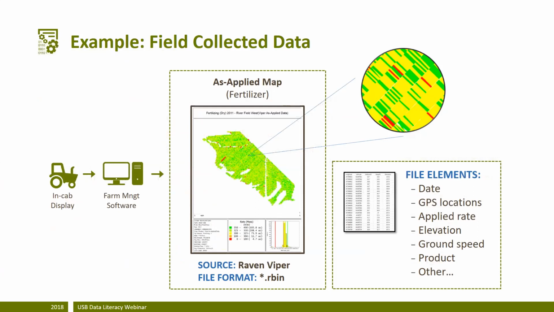Please do understand there's a lot of file formats. So if we zoom in, you see a zoom in there. We see a lot of data that's geo-referenced and that it represents how much was applied where. But inside that file are elements: date, locations, applied rate, elevation, ground speed, and much more information could be there. So just please understand that there's a lot of file formats within these proprietary files or even open files.